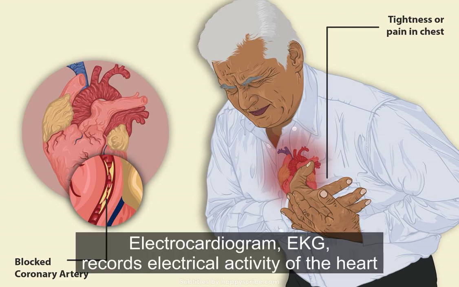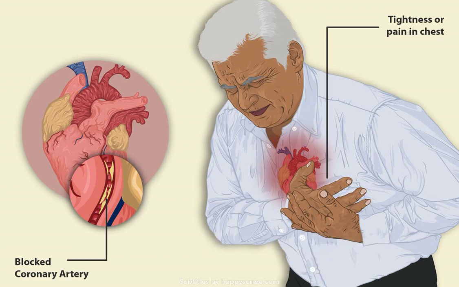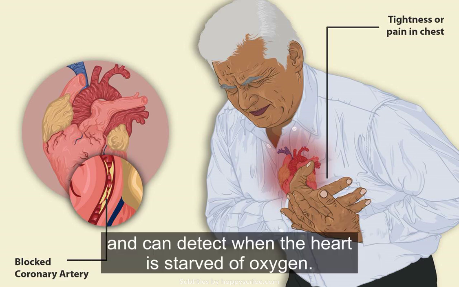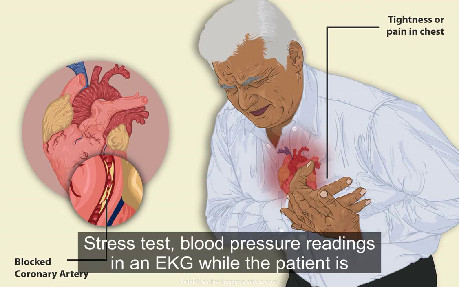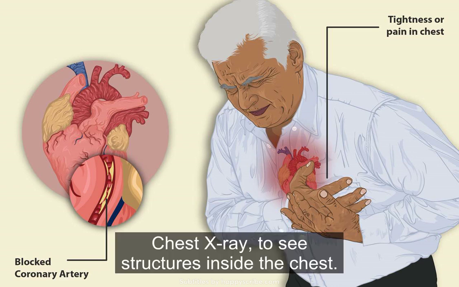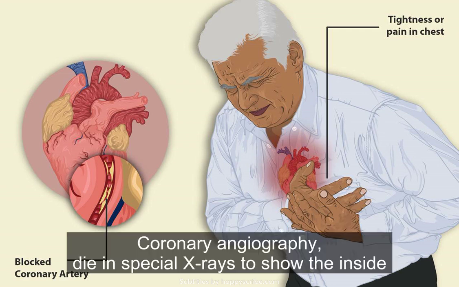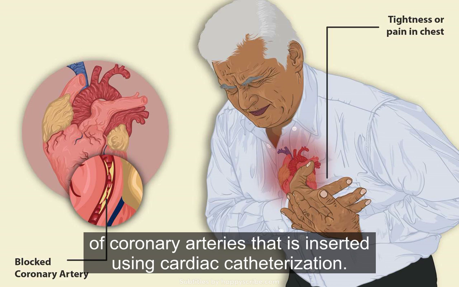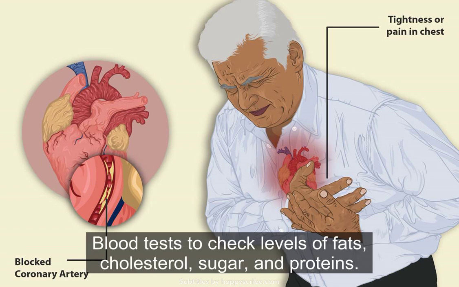Electrocardiogram (EKG) records electrical activity of the heart and can detect when the heart is starved of oxygen. Stress test: blood pressure readings and an EKG while the patient is increasing physical activity. Chest X-ray, to see structures inside the chest. Coronary angiography: dye and special X-rays to show the inside of coronary arteries. Dye is inserted using cardiac catheterization. Blood tests, to check levels of fats, cholesterol, sugar, and proteins.